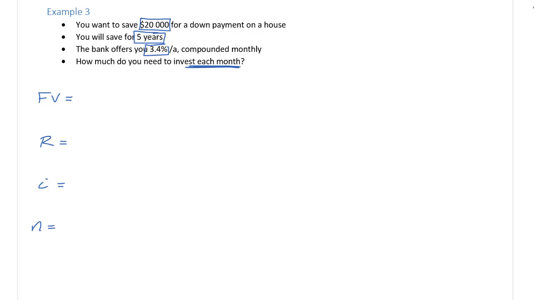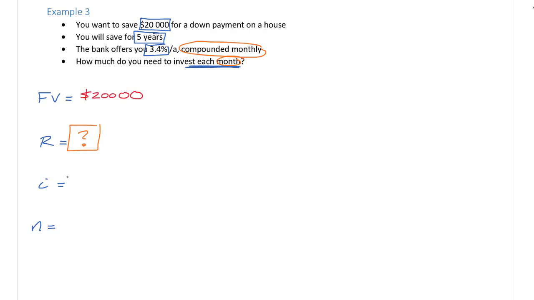So how much do I have to put away in the bank each month? All right, so what we're looking for this time is the regular payment. What do I have to save each month? Now the key here is each month and compounded monthly, right? So that means every month I'm going to put some money away. All right, so in the future, we want to have $20,000.